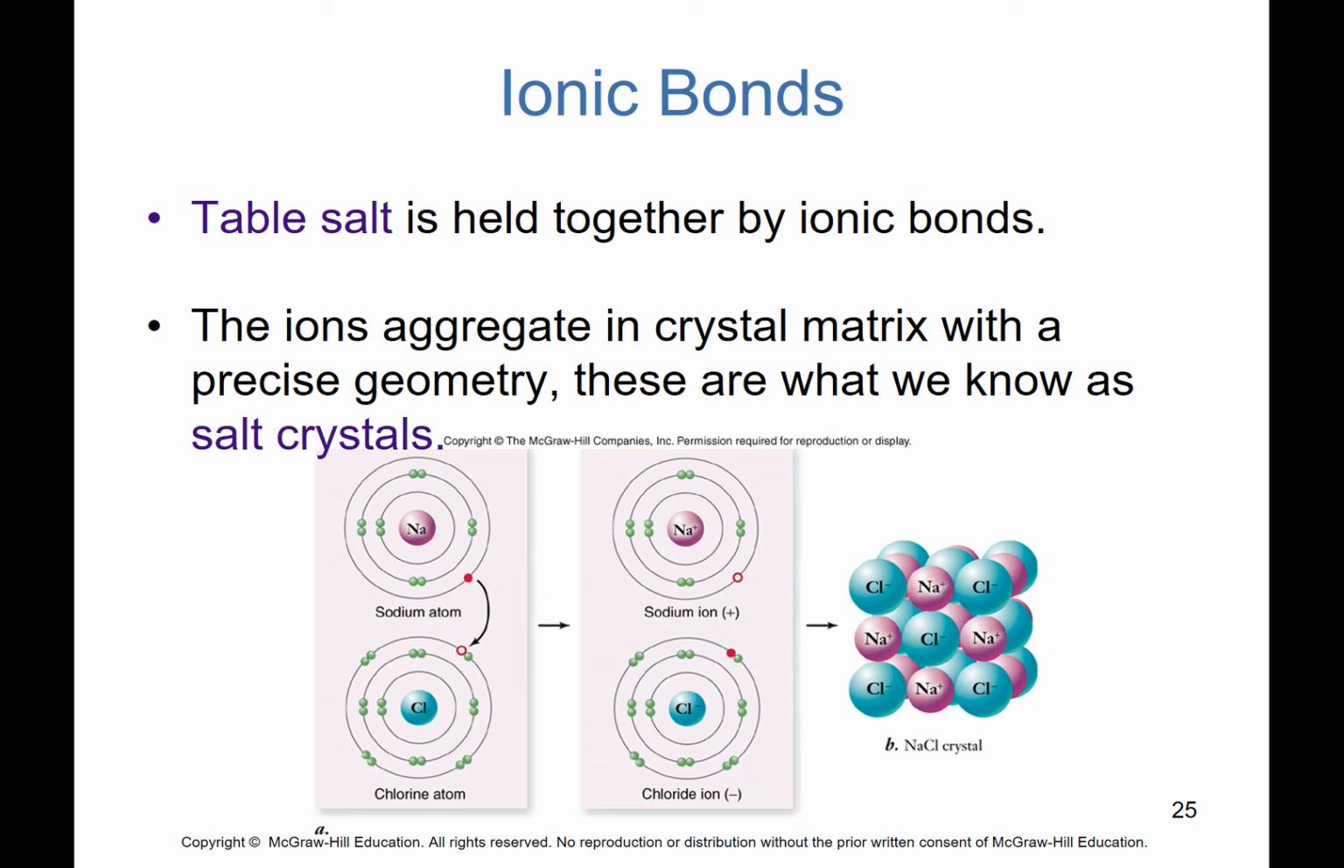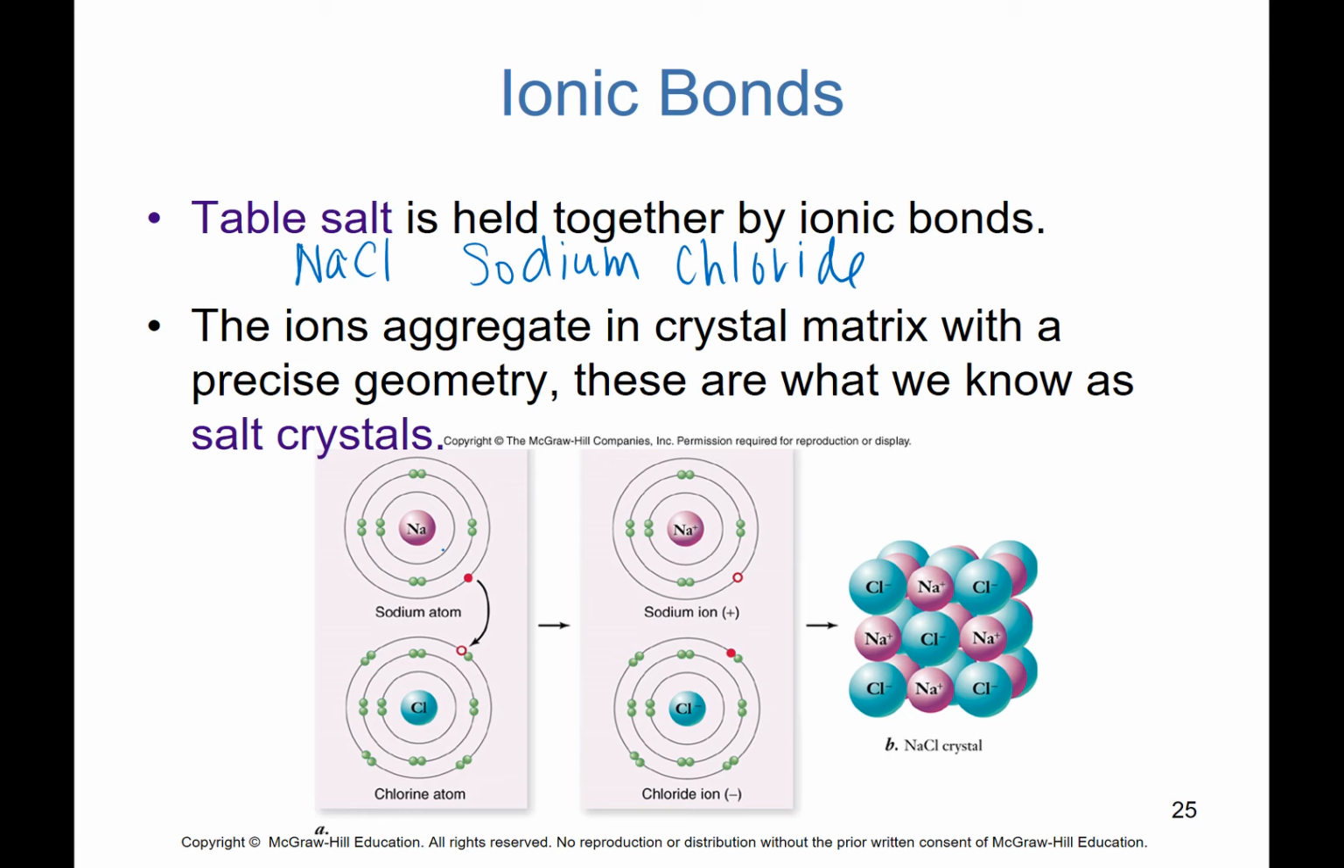So certain common household things are held together by ionic bonds. Table salt is held together by ionic bonds. Table salt has a chemical formula of NaCl. So all it is is sodium chloride. When we look at how this works, look at this bottom image.